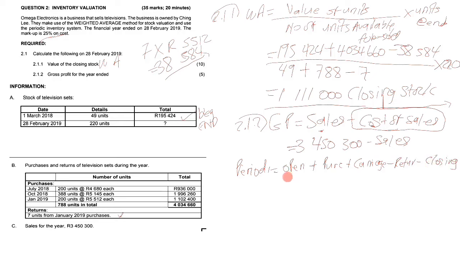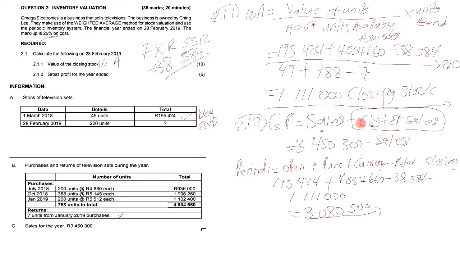So now remember our opening stock, guys, was 195,424 plus our purchases of 4,034,660 minus returns of 38,584, then you minus your closing stock of 1,111,000. So our cost of sales will amount to 3,080,500. So now we have our cost of sales of 3,080,500.